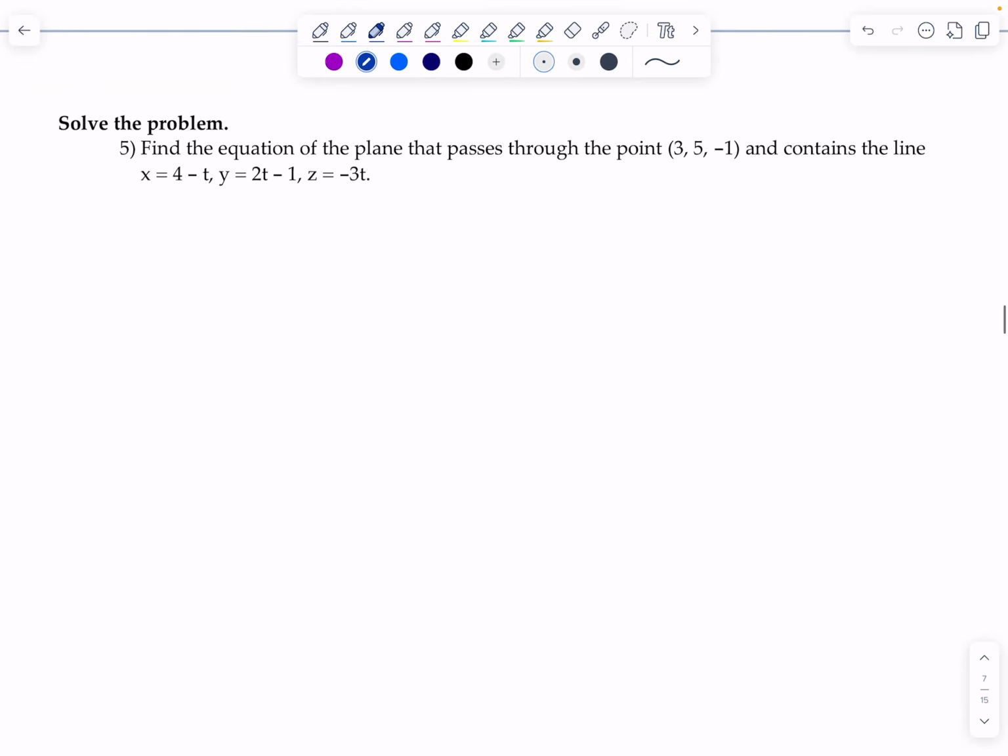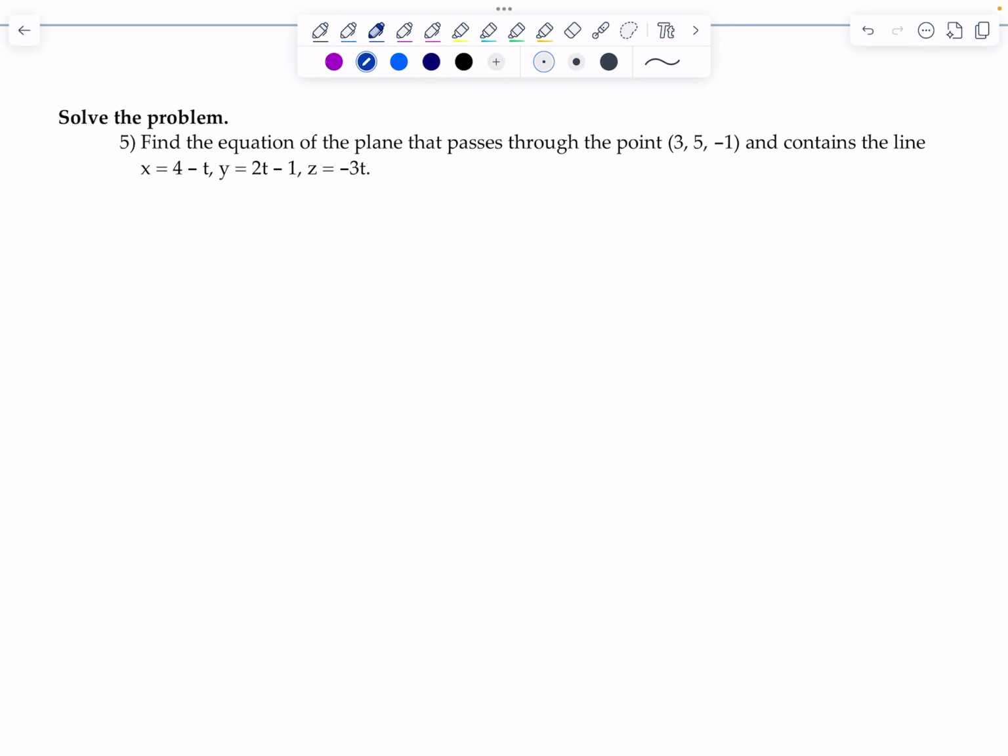Okay, find the equation of the plane that passes through the point (3, 5, -1) and contains the line x = 4 - t, y = 2t - 1, and z = -3t. So this plane contains the point (3, 5, -1), and it also contains some line whose parametric equations they gave me. I'll call my line L.